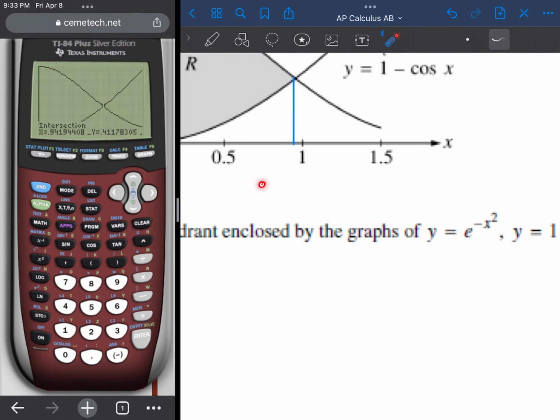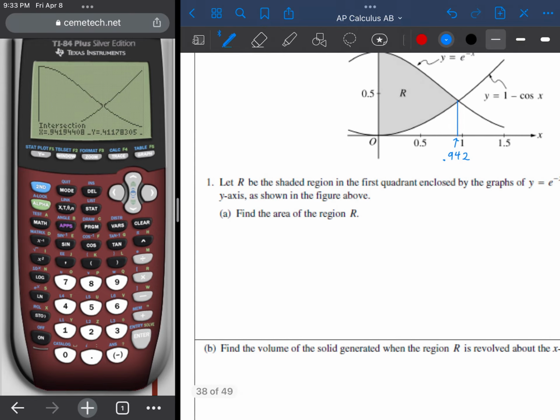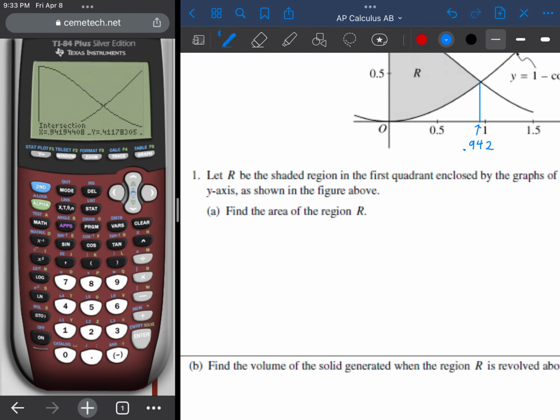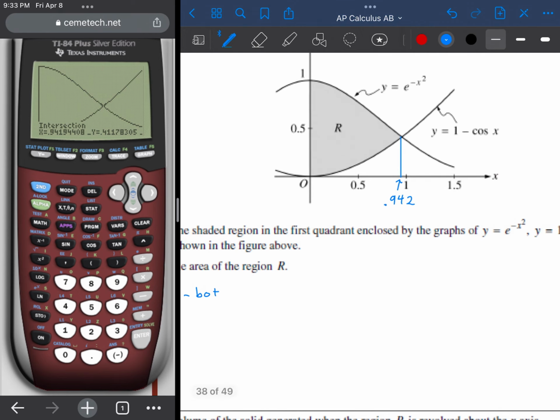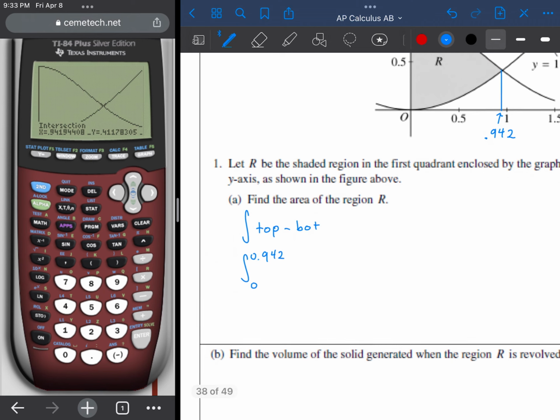So I should go back to my pencil. 0.942 is this spot right here. Cool. Now we have our bounds for our integral. Again, your general formula, your speed sheet definition here, is just going to be the integral over your bounds of top minus the bottom. And our top here is that e to the negative x squared. So our integral is going to be the integral between 0 and 0.942, and the top is going to be e to the negative x squared.